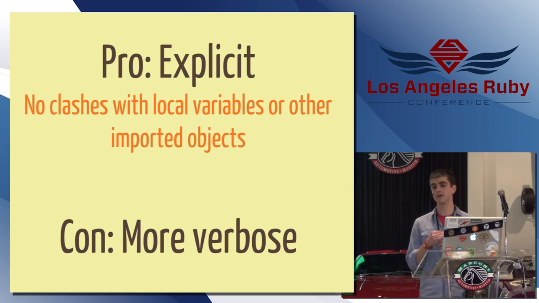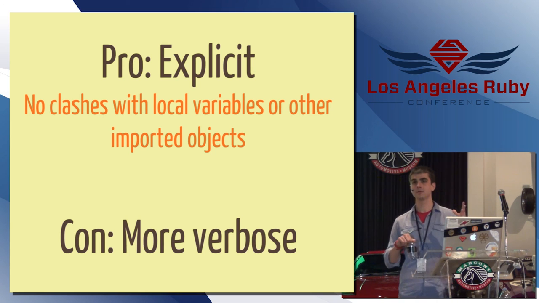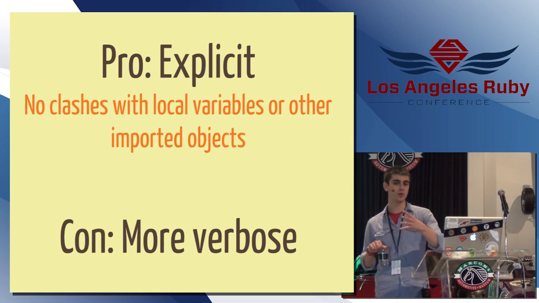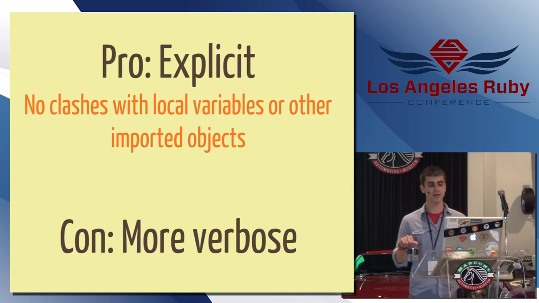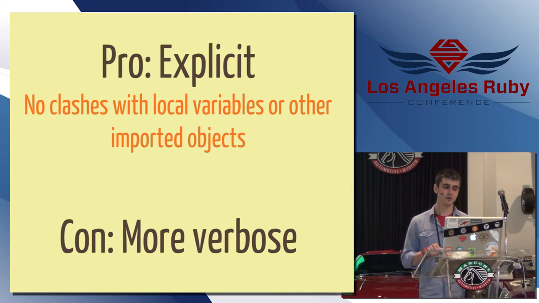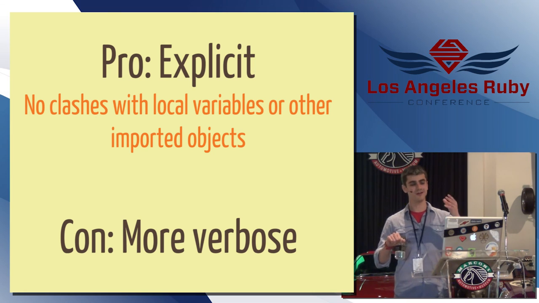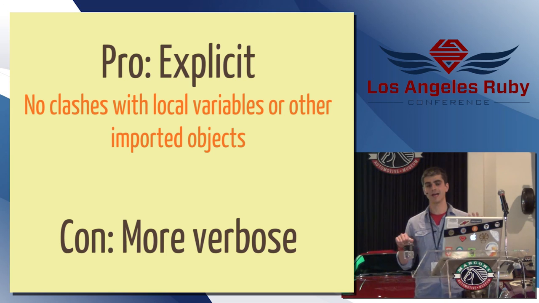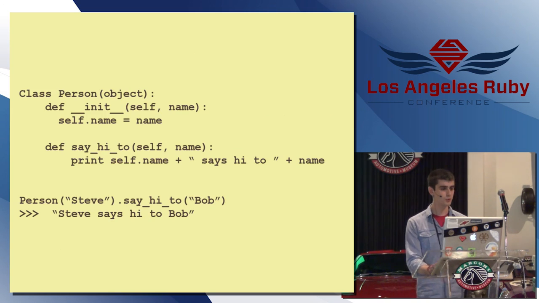Like you may have defined a method number in a class, but maybe you also have a method argument called number or an instance variable, something like that. And it can be a little confusing. So I think that's good, but on the con side, it's just more verbose. You kind of feel like you have these self variables all over your classes, and sometimes it just seems verbose compared to Ruby. But here's a quick example.